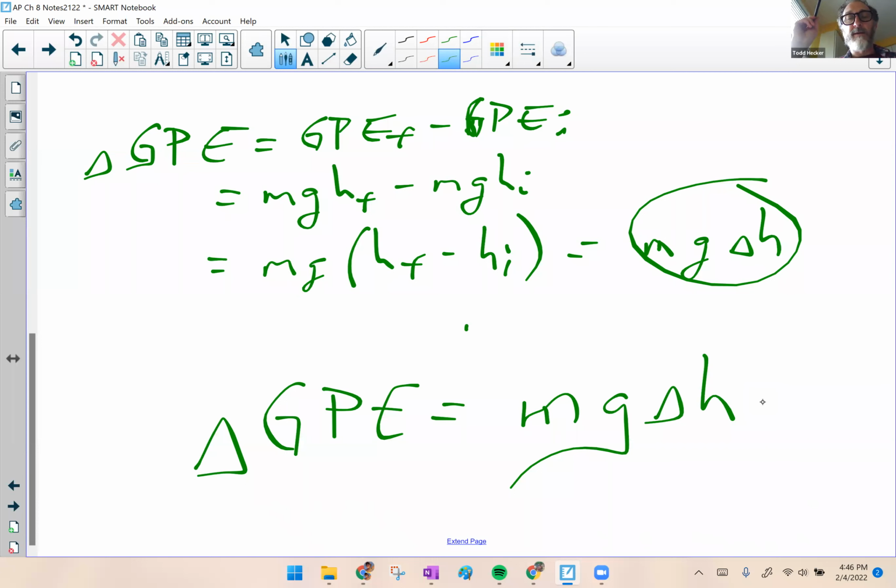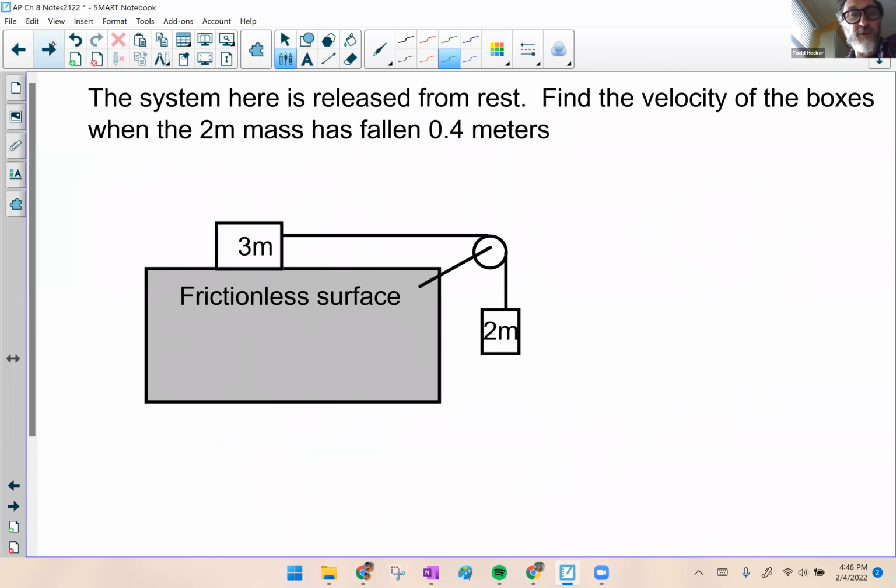I use this often where, instead of setting total energy here equal to total energy here, I'll just say the change in total energy is 0. Change in KE plus change in GPE plus change in EPE all adds up to 0. Let me show you a perfect example of when this really matters.